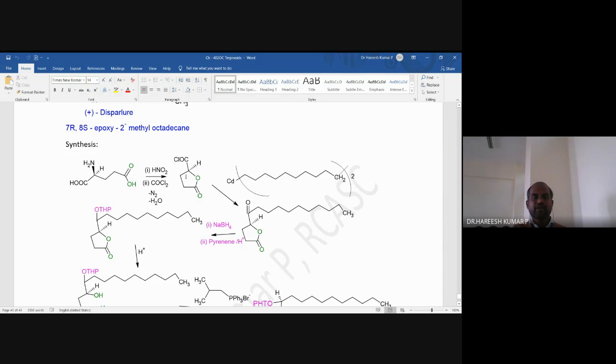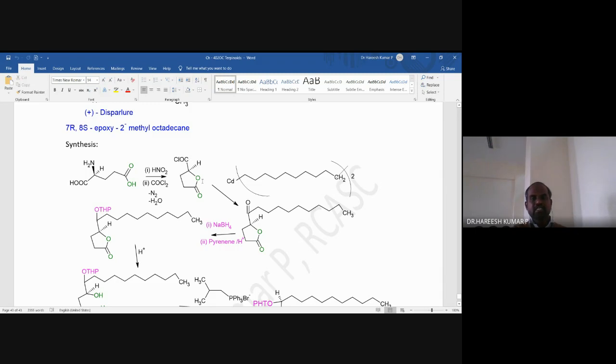Once the lactone is obtained, of course, here there will be a carboxylic acid. This carboxylic acid was treated with phosgene. So what is phosgene? COCl2 is phosgene. What is its role? Its role is a chlorinating agent. And what will it do? It will convert this carboxylic acid into acid chloride.